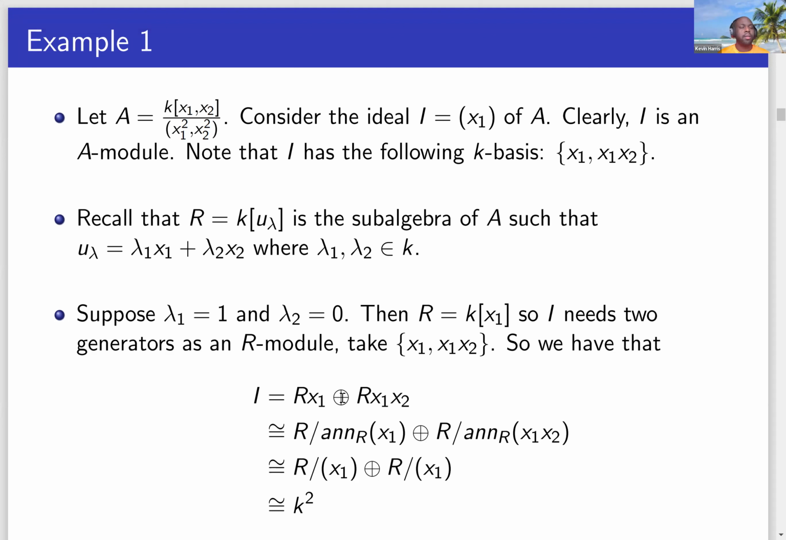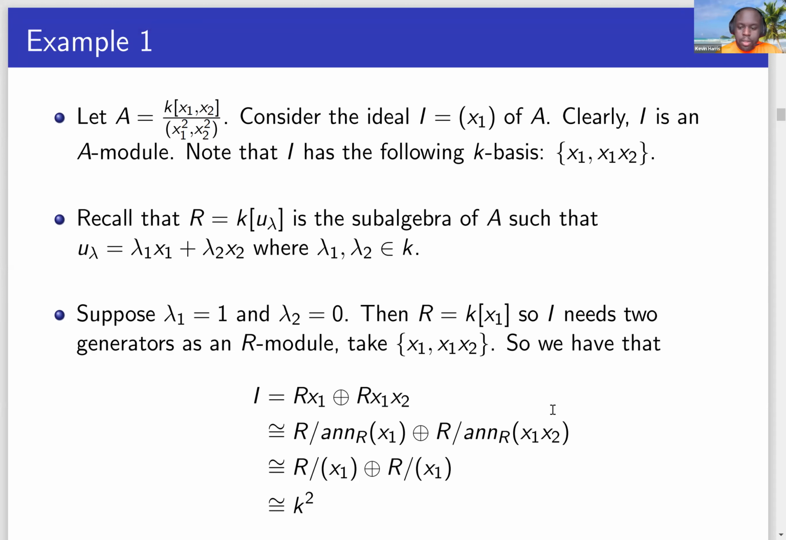I think it's uniquely written. So you have I is going to equal the direct sum of the ideal generated by X1 over R and the ideal generated by X1, X2 over R. And then we can go through this process, looking at the annihilators, to see that this is all just going to break down to 2 copies of K. Okay.